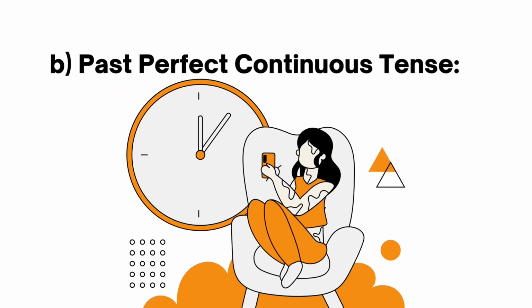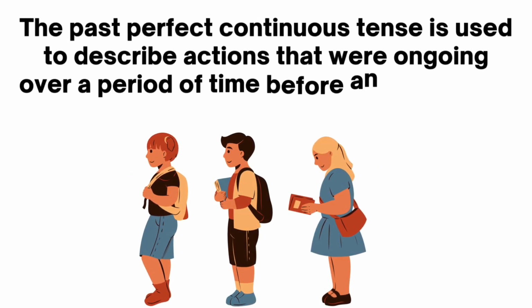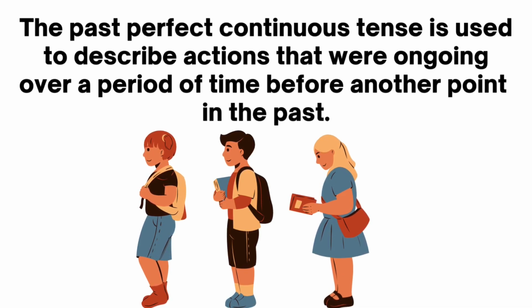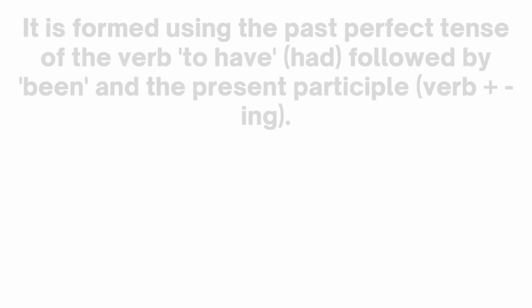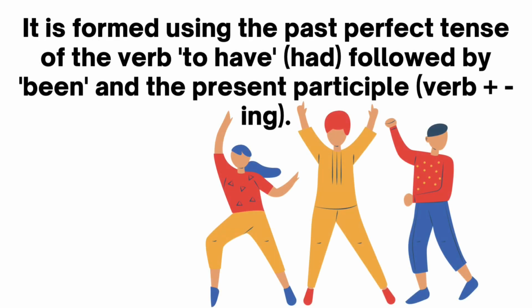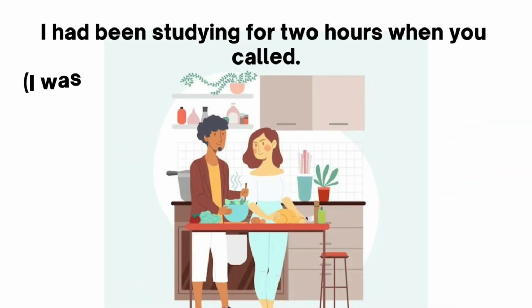Past perfect continuous tense. The past perfect continuous tense is used to describe actions that were ongoing over a period of time before another point in the past. It is formed using the past perfect tense of the verb to have, had, followed by been and the present participle, verb plus ing. Examples: I had been studying for 2 hours when you called.